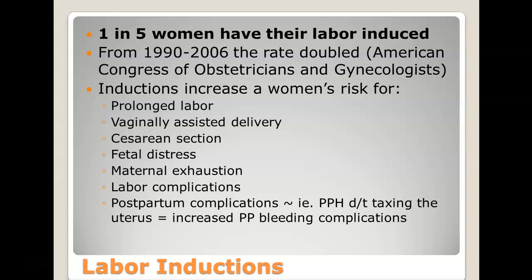We call that taxing the uterus. And then eventually that uterus will kind of wear out from the continual contractions being produced by the Pitocin, sometimes, like I said, lasting hours to days. And when you have a uterus that's taxed, it can have that uterine atony, which can lead to those postpartum hemorrhage and bleeding complications.